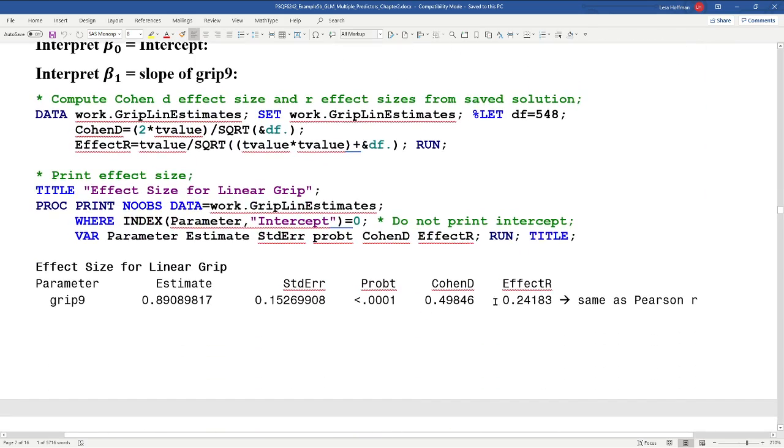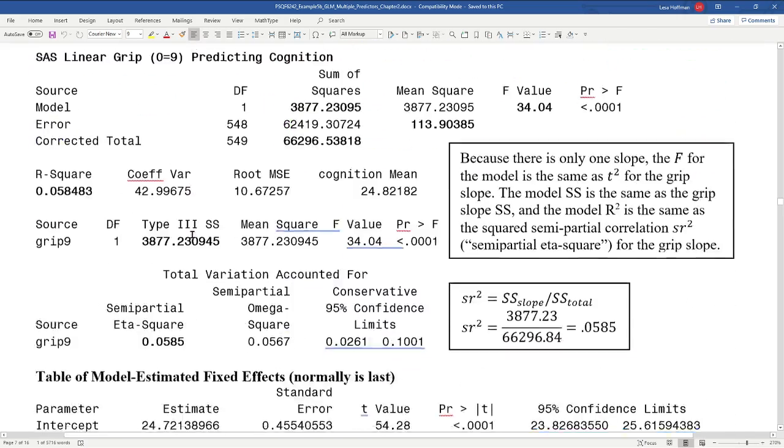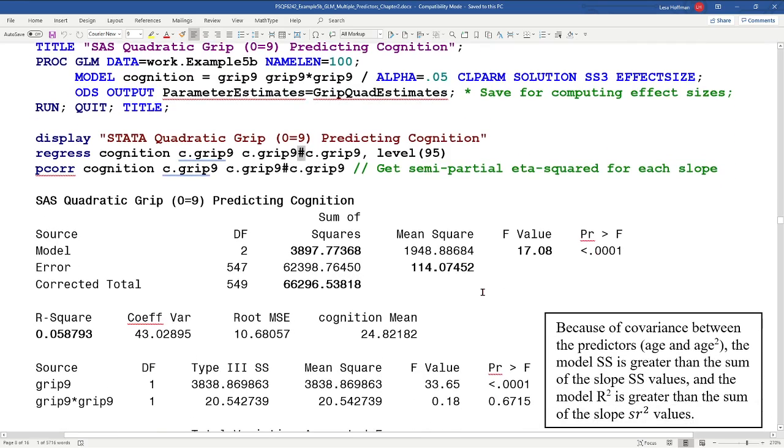And again, the effect size that I'm computing uses the t-test statistic, so there's the formula that converts t into r. The r that results is exactly the same thing as a Pearson correlation. So this model that has only a linear effect of grip strength is functionally the same thing as a Pearson correlation. I'm going to expand the model by adding grip strength and a squared term for it, the same way we did for age. So adding it in SAS using a star, adding it into Stata using a hashtag.